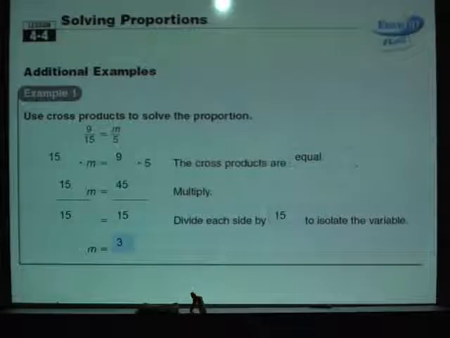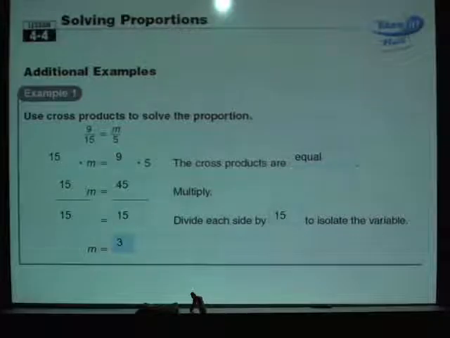So, here, in number 1, we're going to use cross products to solve the proportion 9 over 15 equals m over 5. And as you can see right away here, they've decided to make you find the missing number. So, again, they've asked us to use cross products, so what they're saying to us is to multiply the diagonals. That's going to be our approach to solving here.